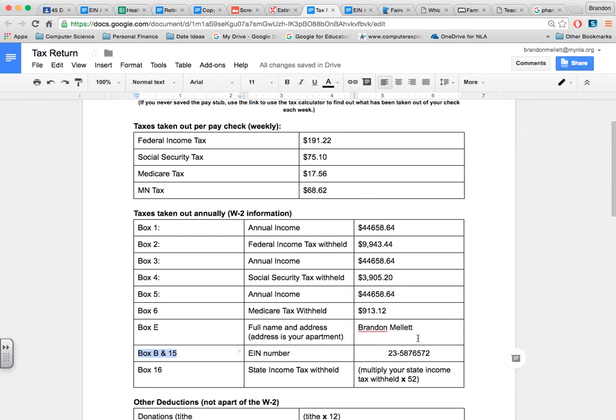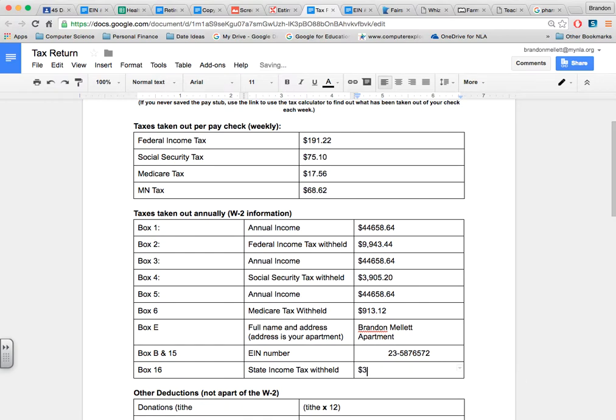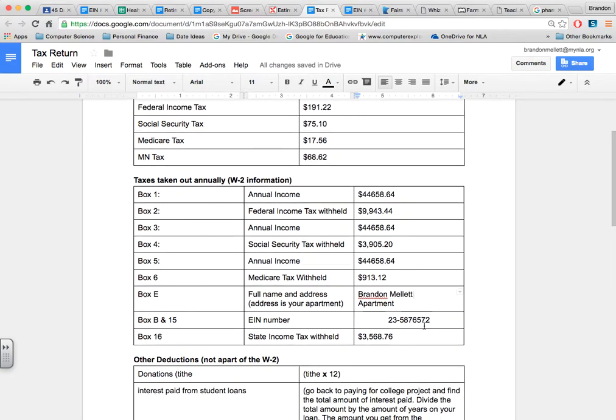And whatever apartment complex you decided to go with, you can write that in there. If you can't remember it, you can just write apartment underneath it. We have our EIN number, which we had from that document when we began, and then the state income tax. Minnesota tax, 68.62 times 12, and we would get an answer of $3,568.76. Okay, so that is the amount of taxes you've been paying.